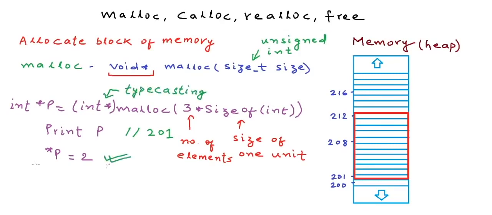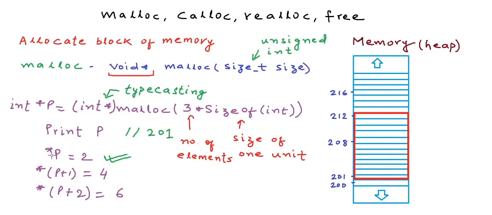If we want to assign some value to the second element, the second integer in this list, then we will do something like dereference the address p plus 1. Let's say we write the value 4 here, and if we want to access the third integer, then we will write something like this. Let's say the value is 6 here. By asking for a memory block for 3 integers, we are basically creating an array of integers with 3 elements.